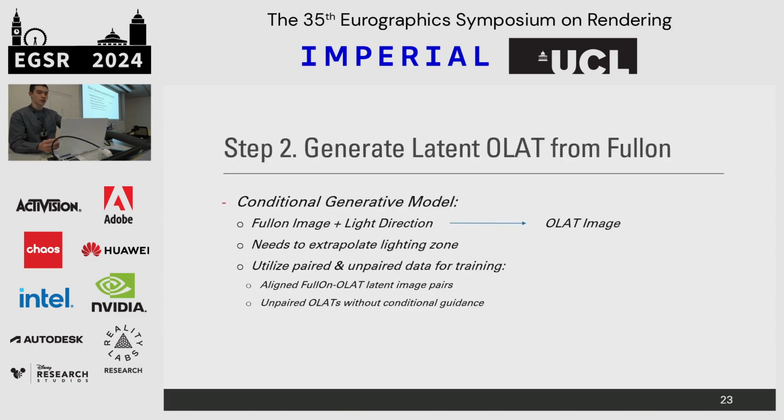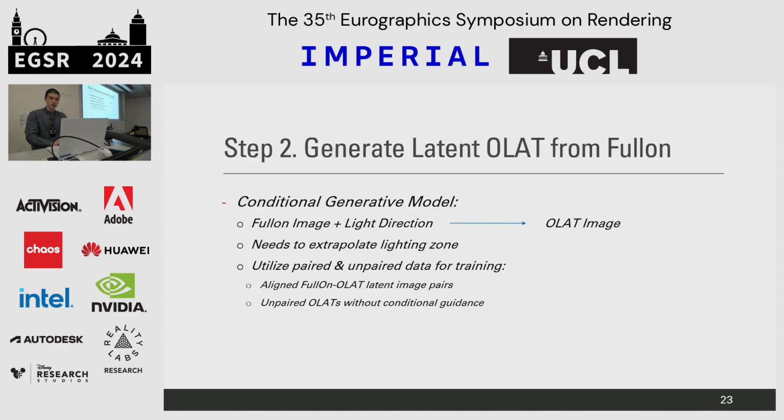With the VQ-VAE trained, now we can encode all captured images into a latent image space. The second step would be to train a model that predicts OLED latent images from the full-on latent image. To design this, we should consider some points: the model would need to somehow extrapolate the lighting zone, thus may have to have the ability to hallucinate some details that weren't directly seen in the data set. It also has to efficiently utilize both paired and unpaired OLED data, because note that around 40% of the captured data is unpaired.